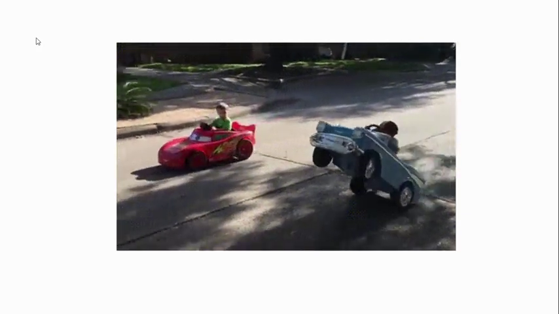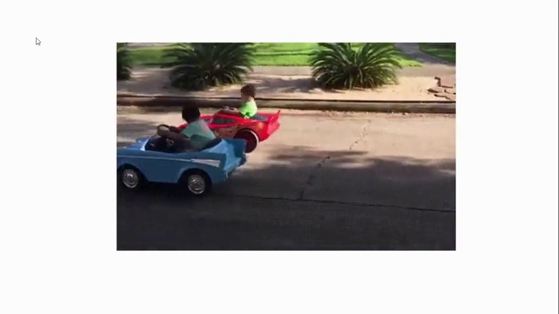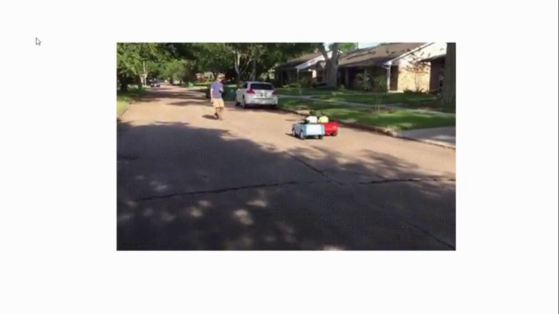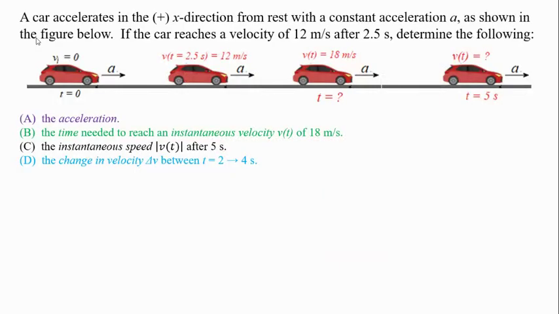Okay, so here we have a couple little guys with their toy car accelerating just down the road there. In this particular example video, we have a car that's going to accelerate to the right, aka east, from rest, which means it's stationary to start with, and at some constant acceleration a that is not given to us. It says if the car reaches a velocity of 12 meters per second after 2.5 seconds, it wants us to find these four different parts.